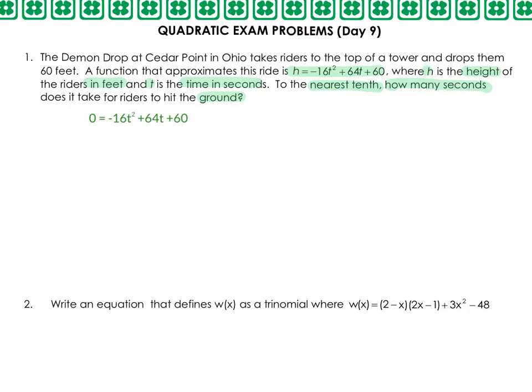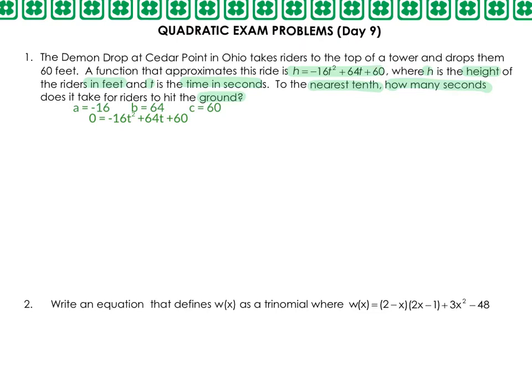And we're looking for the nearest tenth, so that tells me that this is probably not going to be factorable, since they're saying I need to round. So I'm going to say it's either a better candidate for completing the square or the quadratic formula. I'm going to use the quadratic formula to solve for t. So remember to have your reference sheet handy and identify the a, b, and c values first.